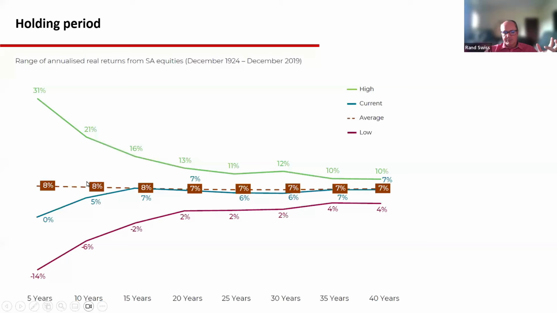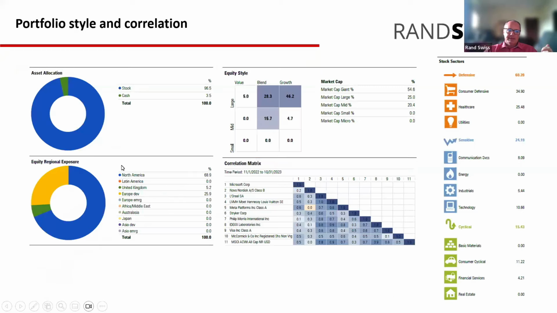But as we go longer from a holding period or a time frame point of view, you can see how that risk comes down and you get closer to the average over time.